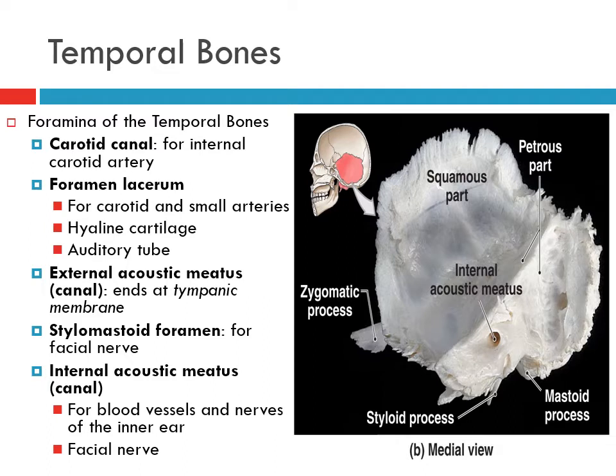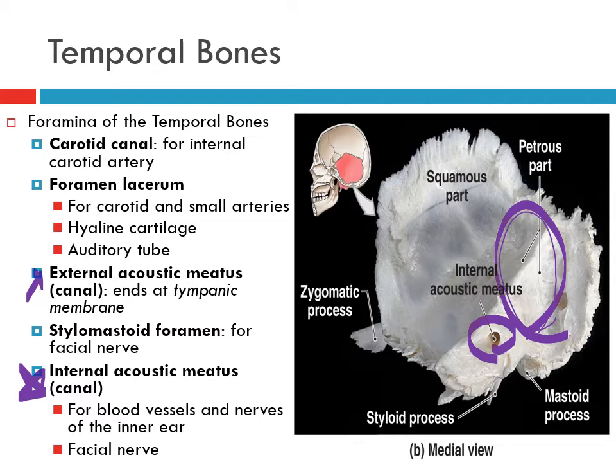So here is the petrous part of the temporal bone. Now we're looking at the inside of the temporal bone here. So the ear itself is made up of the external acoustic meatus, which was shown on the last slide. It is right in front of the mastoid process. And the internal acoustic meatus, which is shown right here.